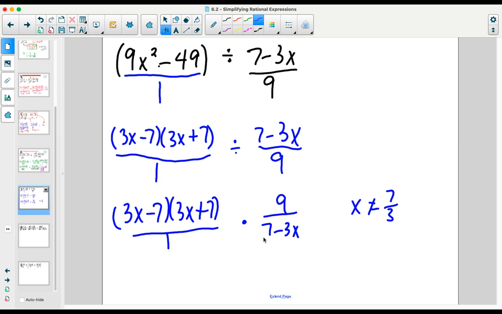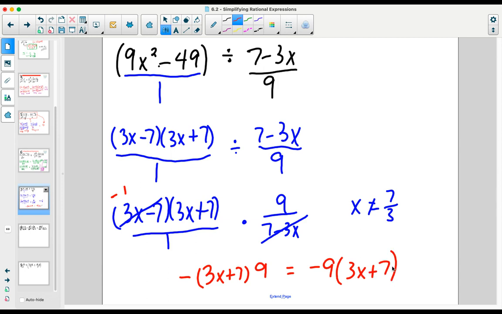We don't see any exact matches in order to do our divisions. However, we do have that this denominator and this factor of the numerator from the first fraction are opposites of each other. So when they divide, they leave behind a negative 1, leaving us with a 3x plus 7 from the first factor, a 9 from the second, and the negative from the division. If we want to clean that up at all, we can say negative 9 times 3x plus 7.